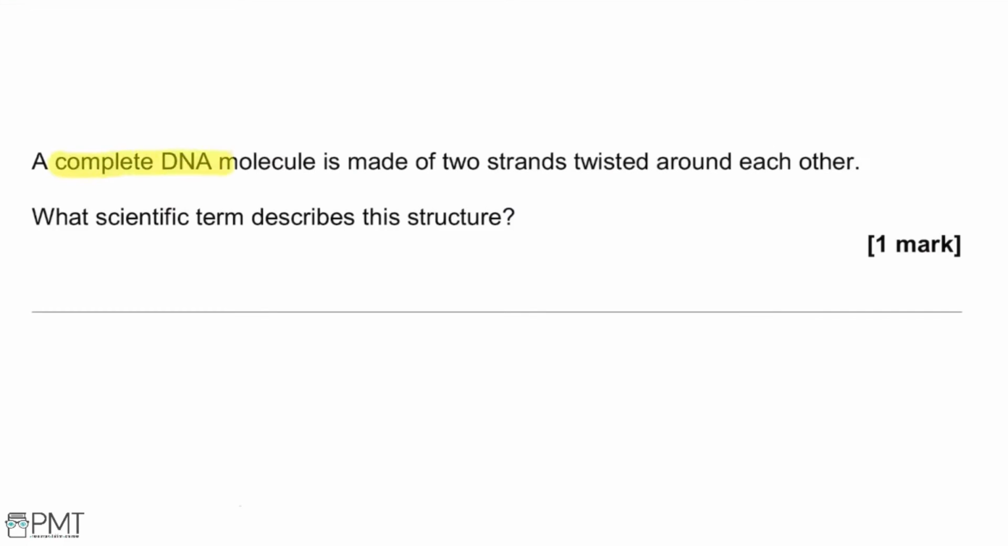A complete DNA molecule is made of 2 strands twisted around each other. What scientific term describes this structure? And the answer here is a double helix.